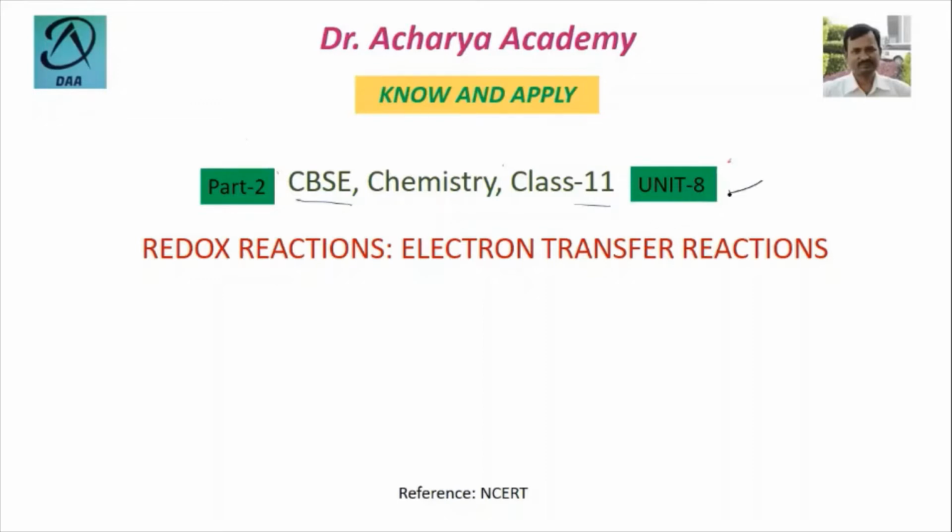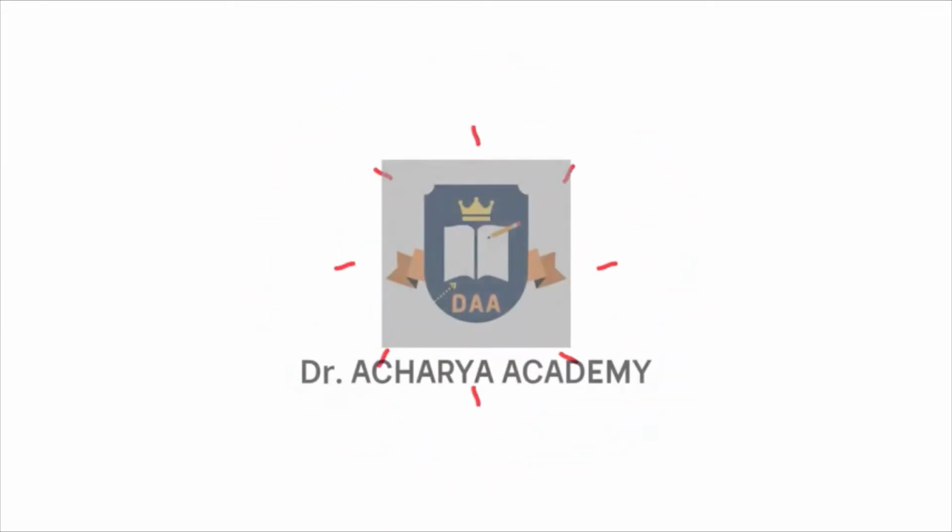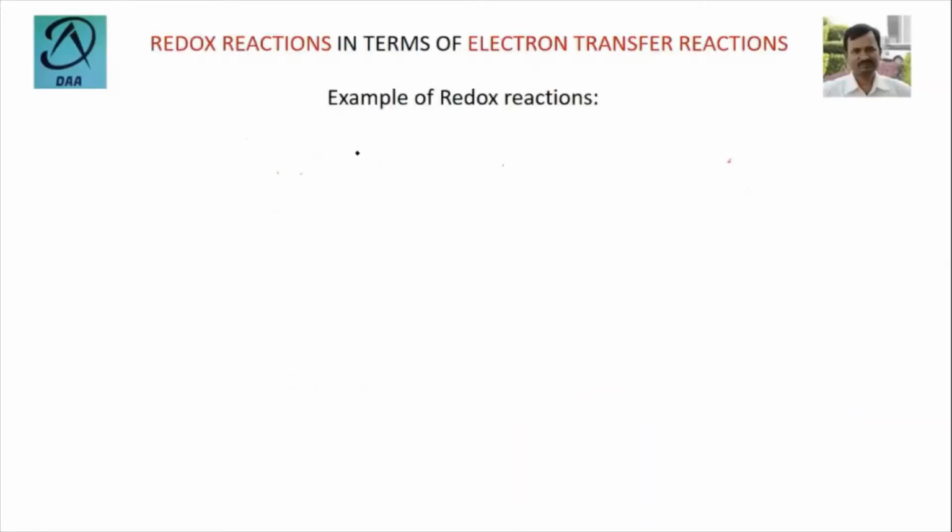Today we'll discuss chemistry class 11 from the CBSE syllabus. It is unit number 8. The topic is redox reactions, electron transfer reactions. Today's class ID is 202. We'll start with examples of the redox reaction that we already discussed in the previous class number 201.